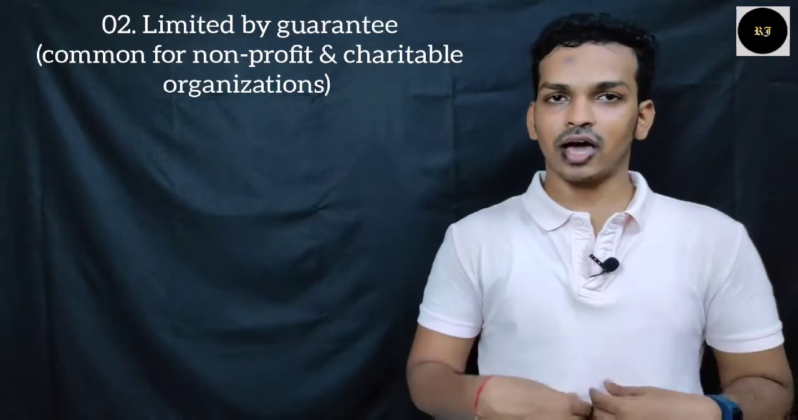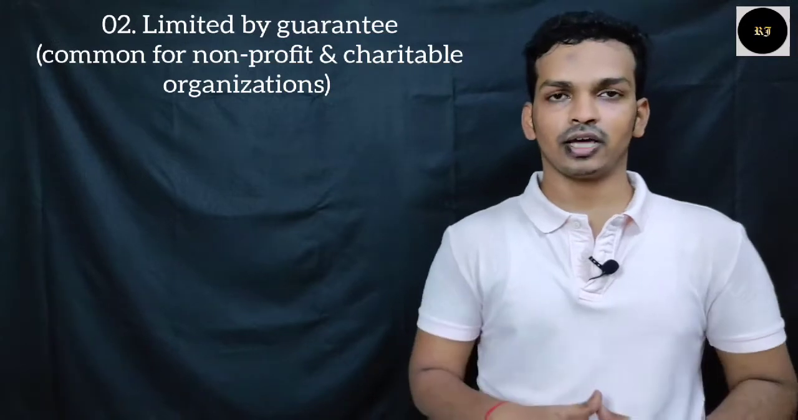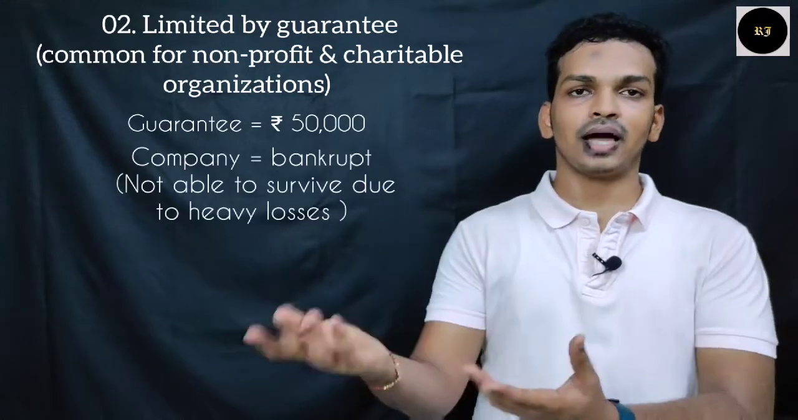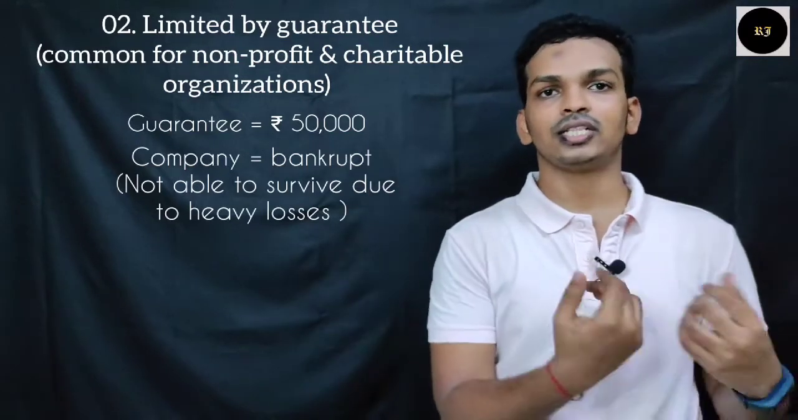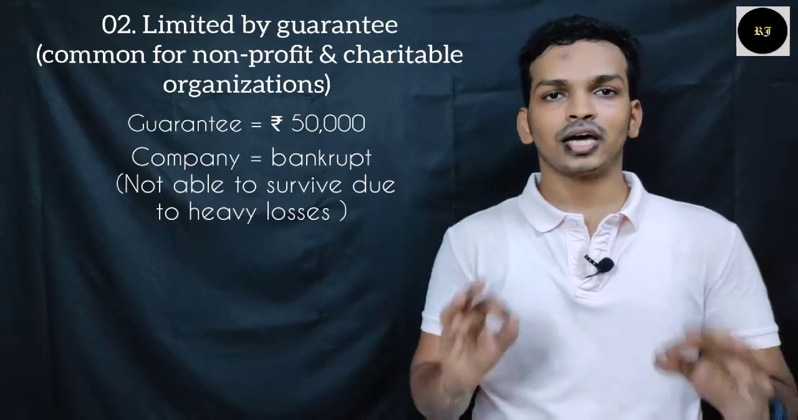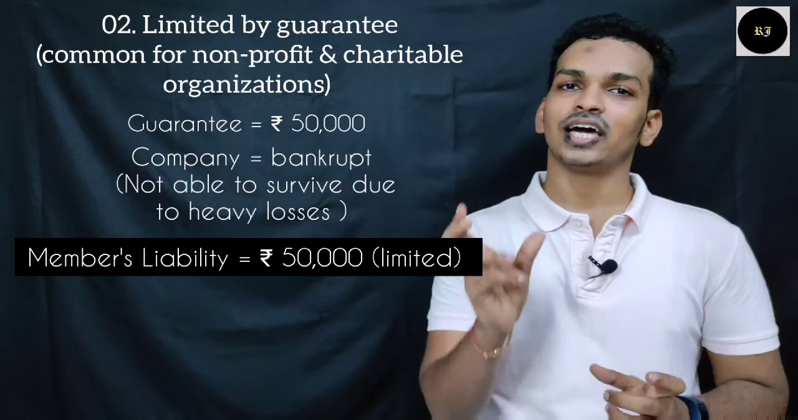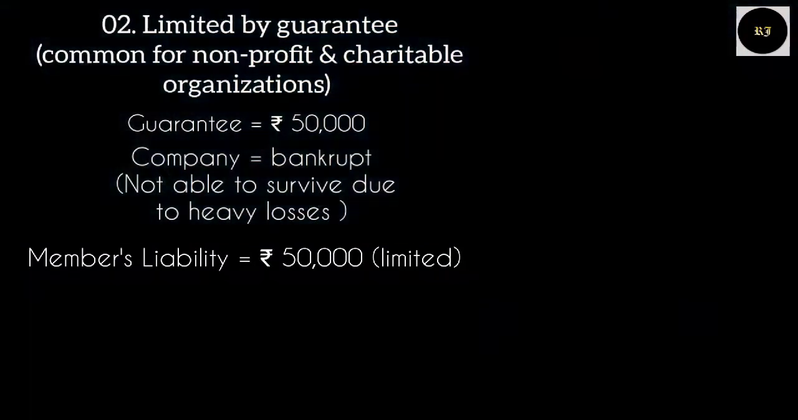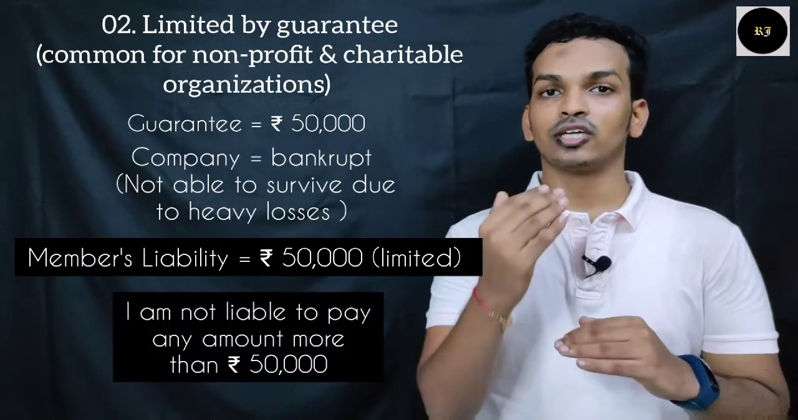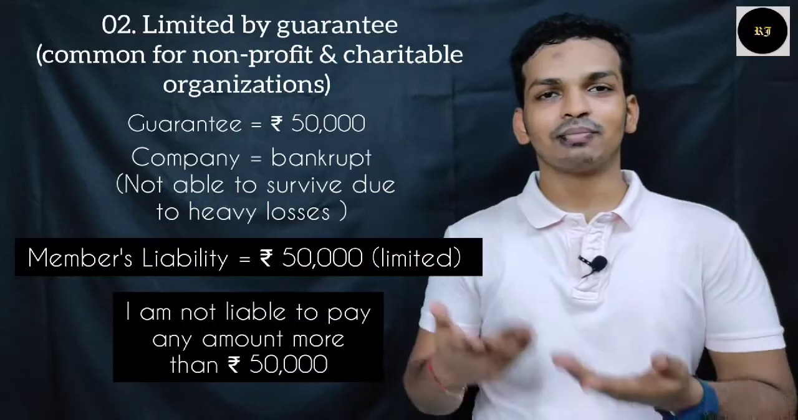For example, if I am a member of a certain company and I have given a guarantee of like 50,000 rupees, and tomorrow if the company is bankrupt and the banks have come to the company to sell the assets and recover all the money, then I am only liable to give away that 50,000 rupees because I have only guaranteed those 50,000 rupees. And the banks or the creditors cannot ask me for any amount of money more than 50,000 rupees because my company is a company limited by guarantee.